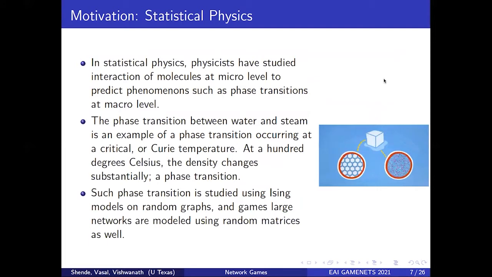We take our motivation from statistical physics. In statistical physics, physicists have studied interaction of molecules at the micro level to predict phenomena such as phase transition at the macro level. The phase transition between water and steam is an example where at a critical temperature, the density changes substantially. Such phase transitions are studied using Ising models on random graphs. For our games on large networks, we also use random matrices as well.